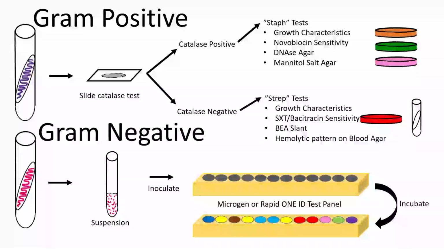That's for the 4102 class. Okay. You guys will inoculate them, you guys will put them in the incubator, and then you guys will read them the next day and do your identification.